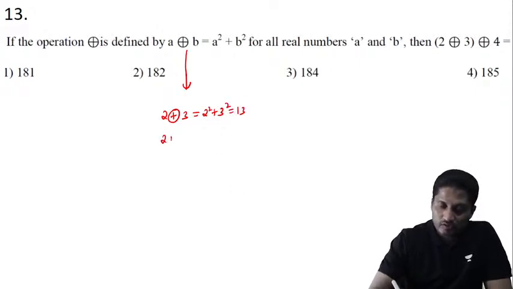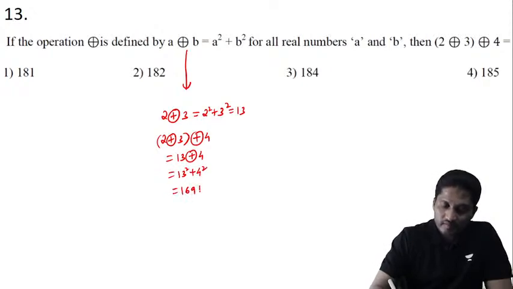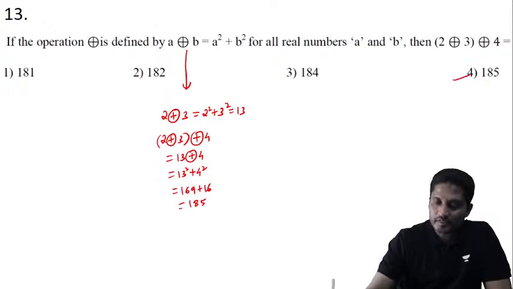Okay, and now this is 2 plus 3 plus 4 will be equal to 13 plus 4, 13 square plus 4 square, 169 plus 16 is 185. Answer will be option D.